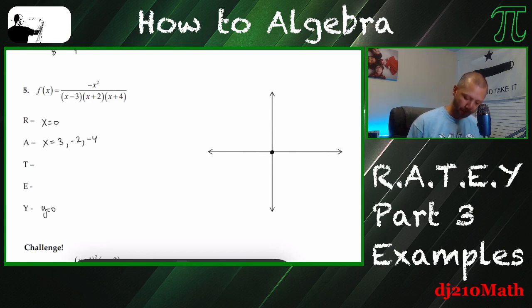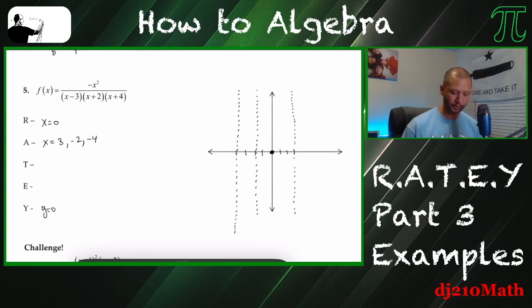So at positive 3, for sure positive 3, there's a vertical asymptote. At negative 2, there's a vertical asymptote. And at negative 4, there's a vertical asymptote. So right away, we have 3 vertical asymptotes, which means we're going to have at least 1, 2, 3, 4 branches, if not more. Okay.